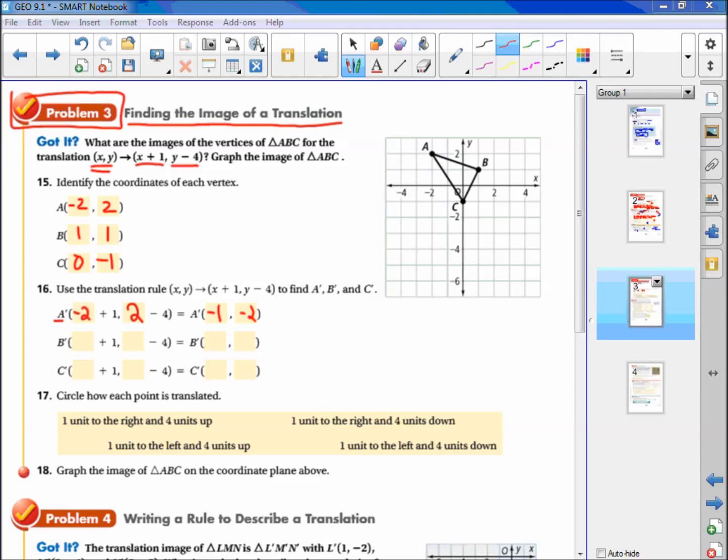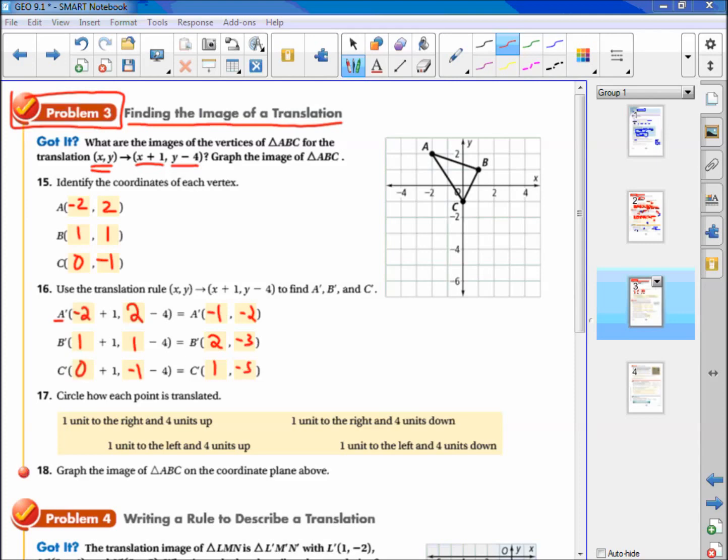All right, then we do the same thing with B. So it used to be at 1, 1. We add 1 to the x coordinate to get it at 2. And we subtract 4 from the y coordinate to move it to -3. Okay. And the C used to be at 0, -1. We add 1 to the x coordinate to make 1. And we subtract 4 from the y coordinate to make -5.